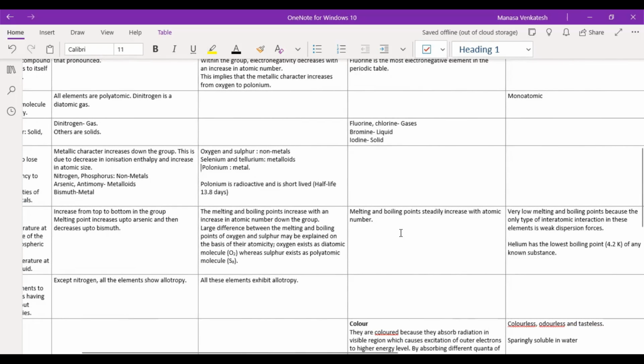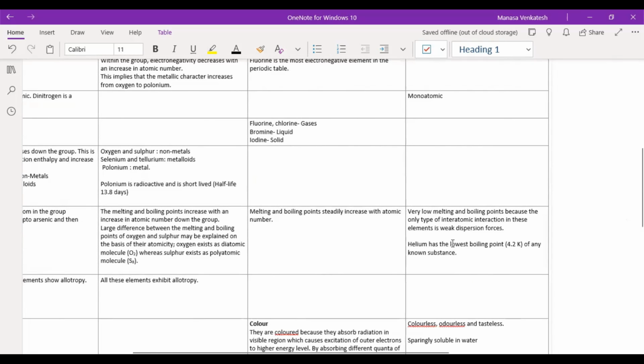Now, in case of halogens, the melting and boiling points increase with increase in atomic number, both of them. Whereas noble gases have very low melting and boiling points. This is because, very important, they have weak dispersion forces between them. Because of the weak dispersion forces, there are not a lot of attractive forces between the atoms of noble gases to hold them together. And because of that, they have very low melting and boiling points. One more thing, helium has the lowest boiling point of any known substance.